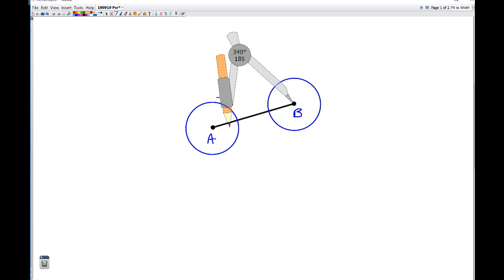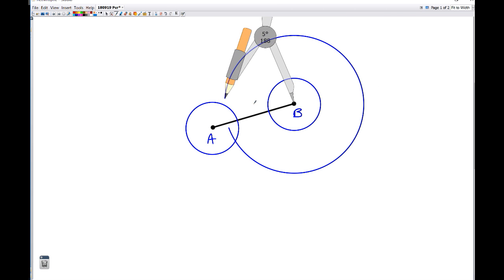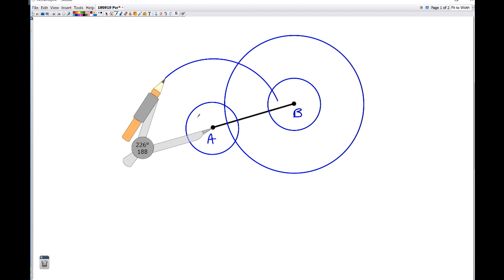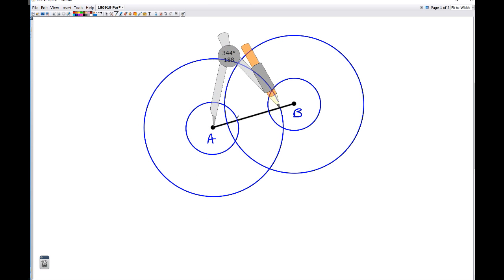Now anywhere in this range out here is fine. If I do more than halfway with my circle settings and I get this larger circle here and then I go back and I make a circle of equal size from point A, you can see now my circles are going to overlap here, and that's going to allow me to find the midpoint of my line segment. So when you're creating these circles, you need to have your compass opening more than halfway.